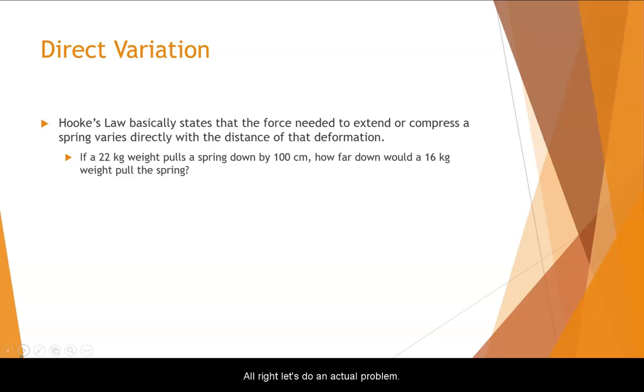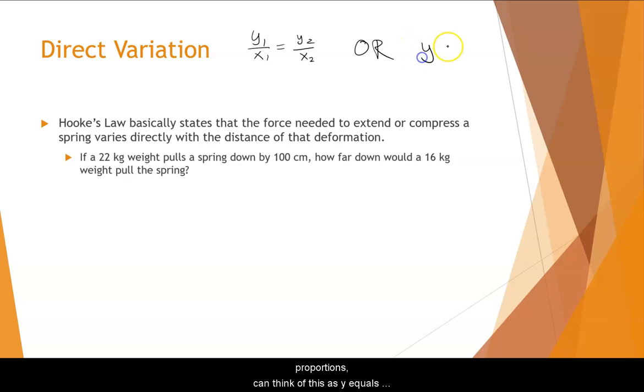All right, let's do an actual problem. So direct variation. Before we even start this, I want to write down some of the things I know about direct variation. I know that the ratio is constant, and so I can think of this as y1 over x1 equals y2 over x2. I also, if I like equations more than proportions, can think of this as y equals some constant times x.